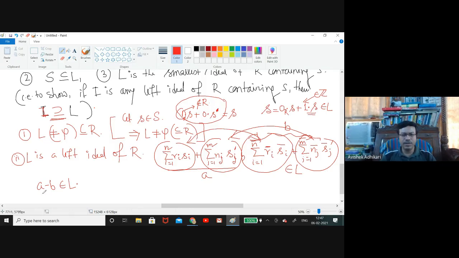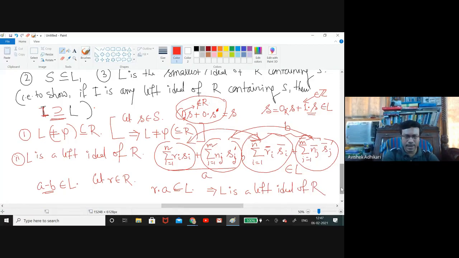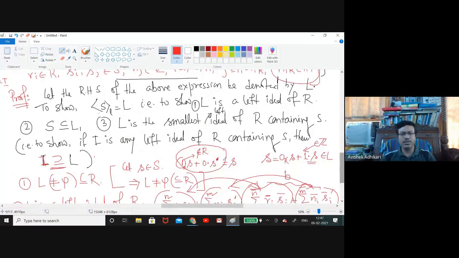So a minus b will certainly belong to L. Then to show the left idealness, what we need to check: take any element r from R, then r into a, that means the summation of r times the terms, you can understand that this will get in and that will also get in, and as a result that will also belong to L. So what will be your conclusion? Your conclusion will be L is a left ideal of R. So the first thing that we have claimed here is already done, that L is a left ideal of R.